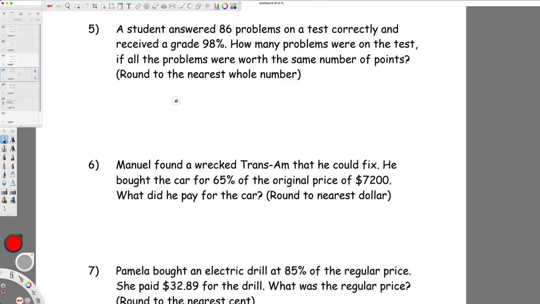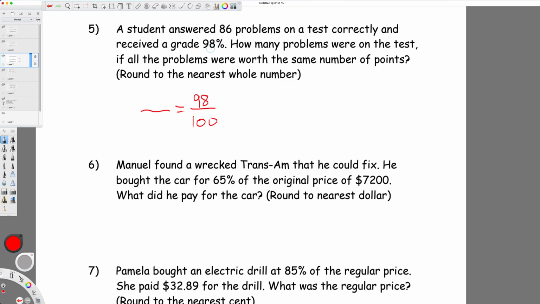Number 5, a student answered 86 problems on a test correctly. So that's what the student actually got correct. And they received a 98%. So that 86 problems earned them a 98%. How many problems were on the test if all the problems were worth the same number of points? So I'm going to write my proportion. Again, strongly encourage, write out your percent over 100 immediately. So I'm going to put the 98 out of 100 immediately.